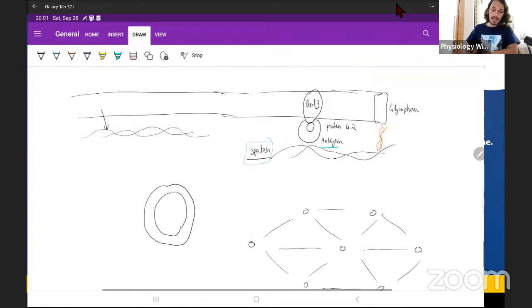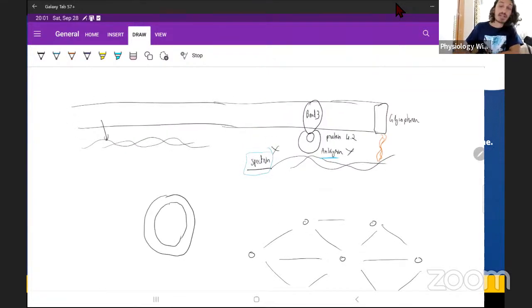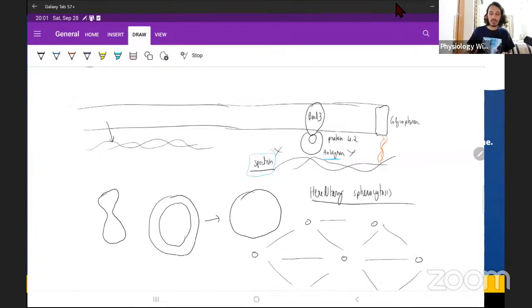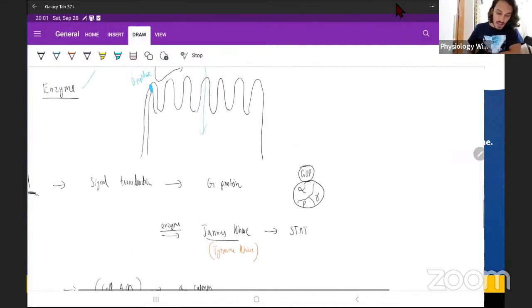Now, once this is absent in certain genetic conditions, what will happen? Instead of this, it will become huge and spherical with no shape. Otherwise, what is the shape of RBC? From the sides, if you look at it, it will be like this. Instead, it will now be spherical, which is called hereditary spherocytosis. Okay, so that is with the structures of your protein.